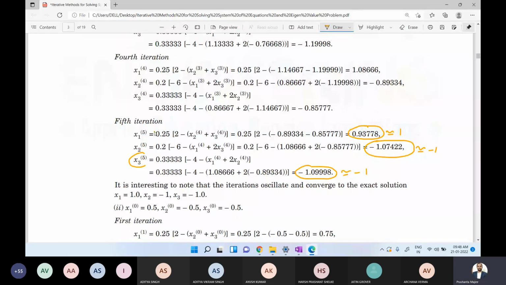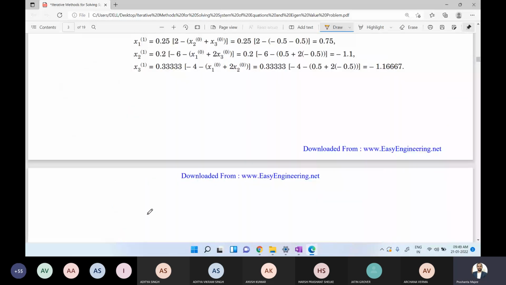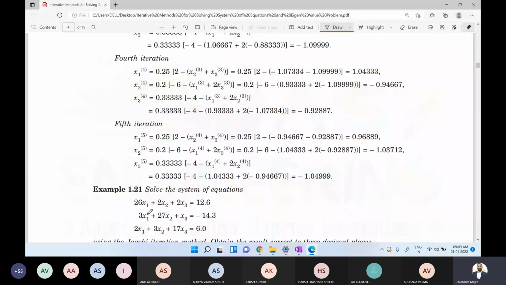If another initial guess is considered, then also you will get the solution. It will be a little bit different, but in that case, after 50 iterations, the solutions are 0.96889, -1.03712 and -1.04999. So they are close to 1, -1 and -1. So you are getting the solution using the Gauss-Jordan method. The sufficient condition is that the coefficient matrix has to be diagonally dominant.